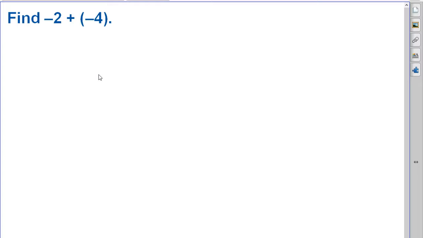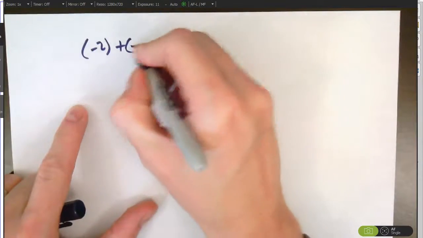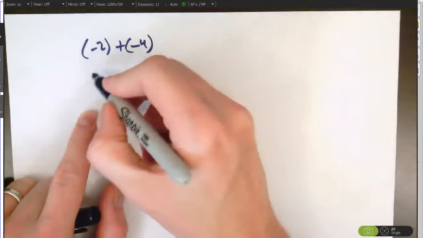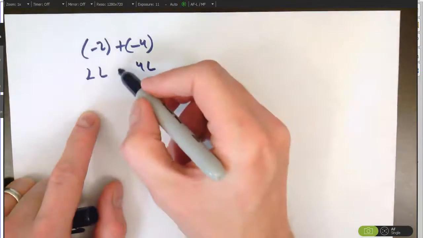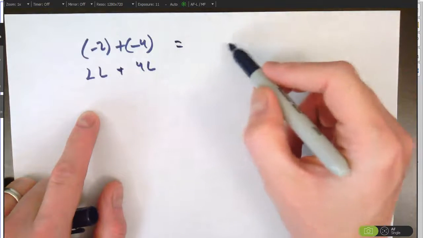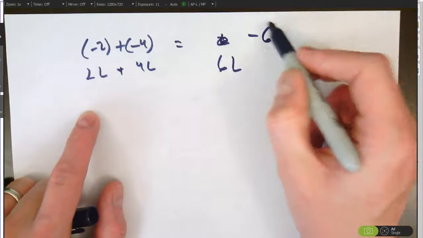So, I know we've already added these together before, so this isn't anything new, but let's imagine for a moment it is. Okay, so we've got to find the sum of -2 and -4. Well, how do I go about doing that? Well, it's -2 plus -4. So what that means is 2 left, 4 left. And since they're both left, that means it's going to stay left. So 6 left, which is then -6.